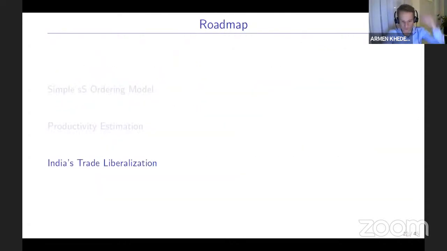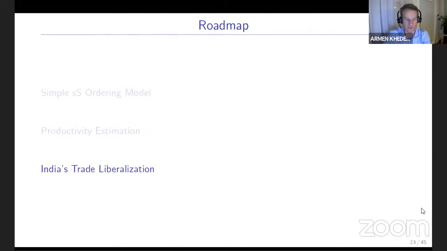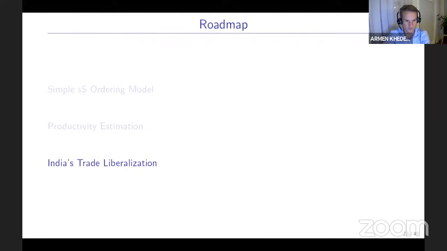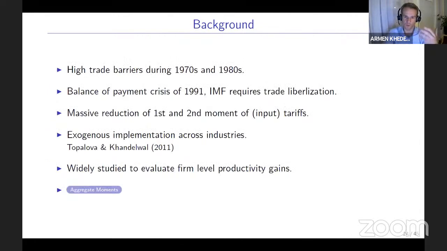Okay, so I think I have only around 10 minutes left. Let me go into the results of applying this methodology. So the Indian trade liberalization has been used widely in the literature on firm performance and trade. And India's trade barriers were really large in the 1970s and 80s. So we're talking about tariffs of around 90%, something that we're not used to these days anymore.